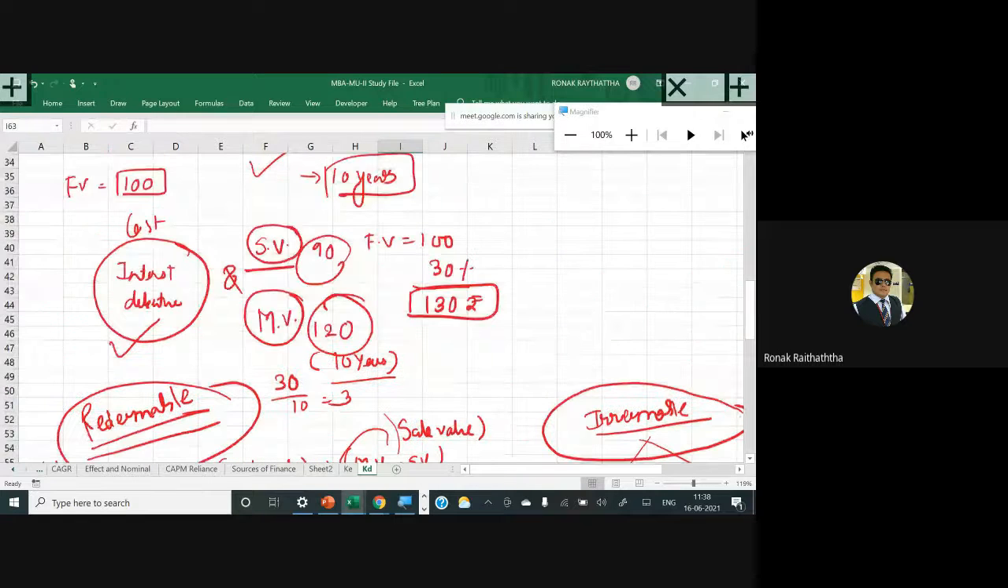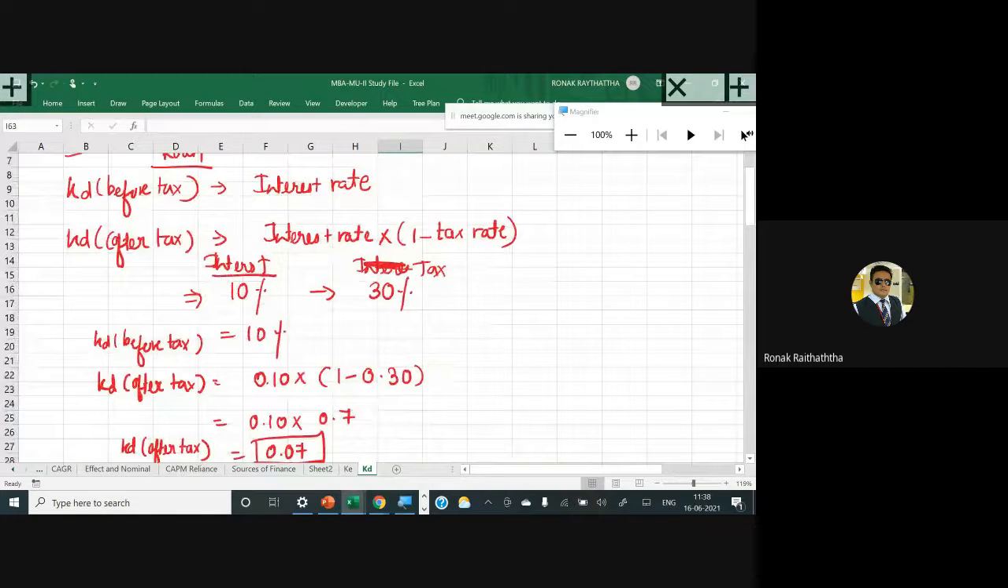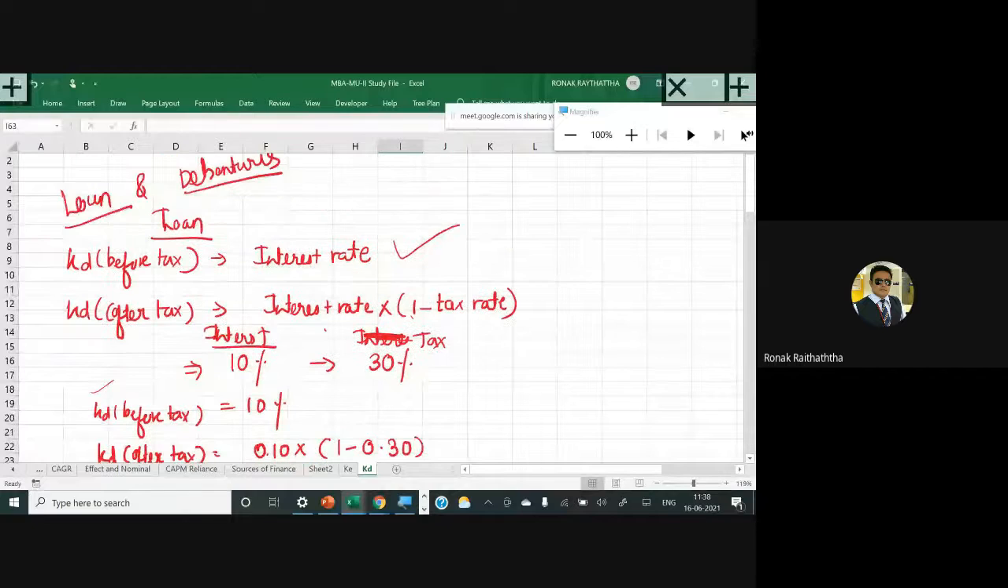And if it is a loan, then it's very simple. Straight away, the interest rate will be your KD before tax. And if you want to find the KD after tax, it will be the interest rate multiplied by 1 minus tax rate in case of loan. So that is entirely the KD in front of you.